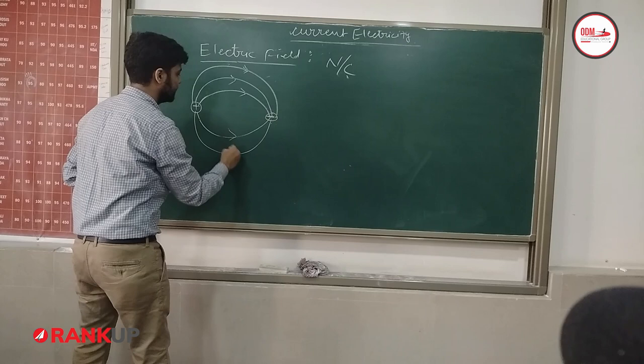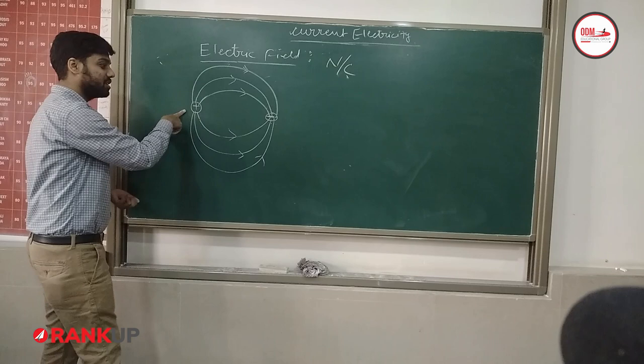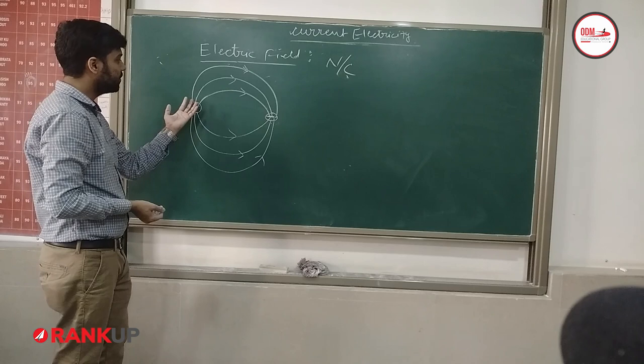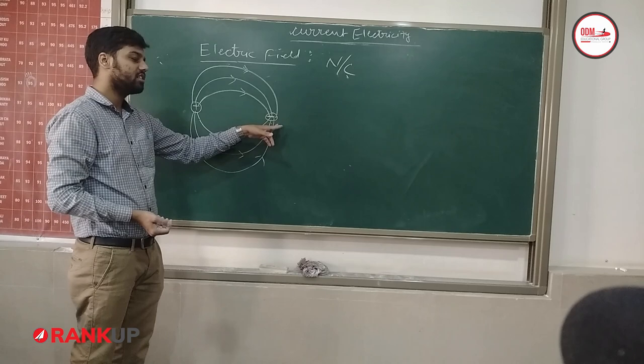Remember, here we have taken the magnitude of this positive charge and this negative charge to be the same. So the number of electric lines of force originating from this charge, the same number of lines will go inside the negative charge. Actually, this positive-negative combination is called an electric dipole.